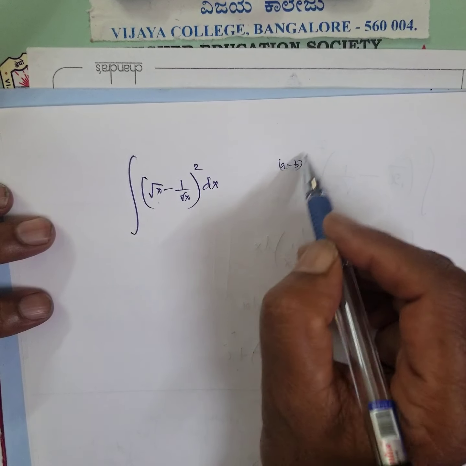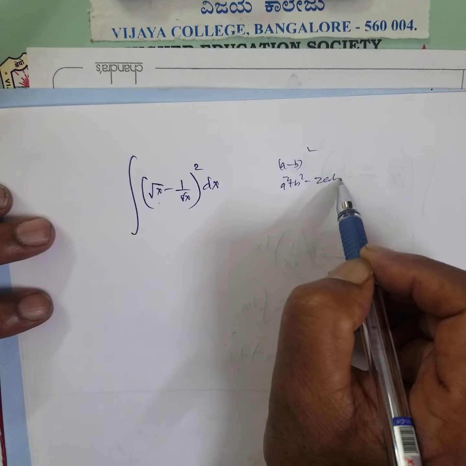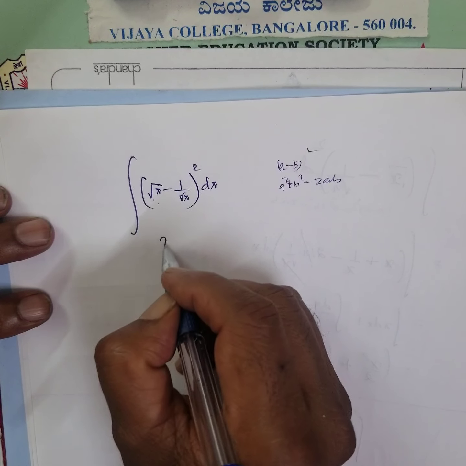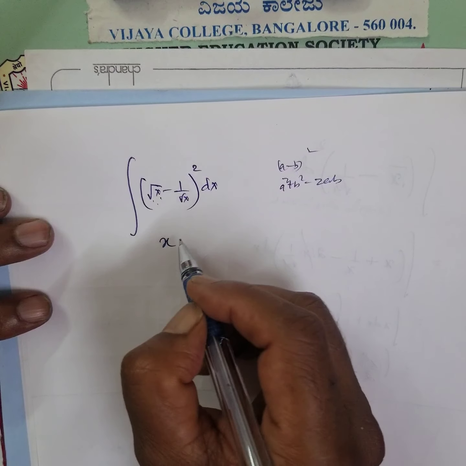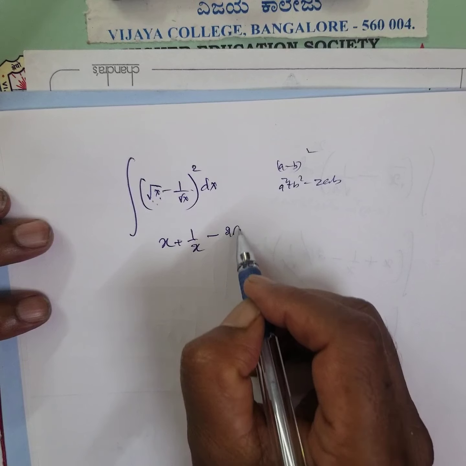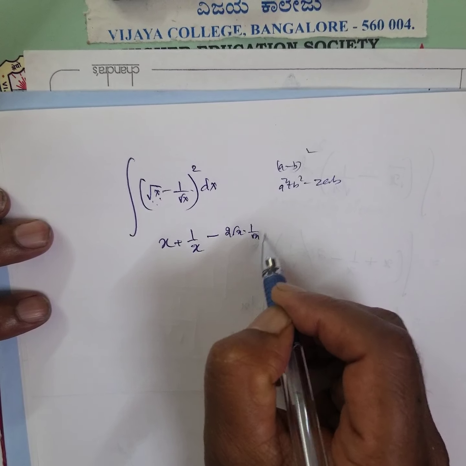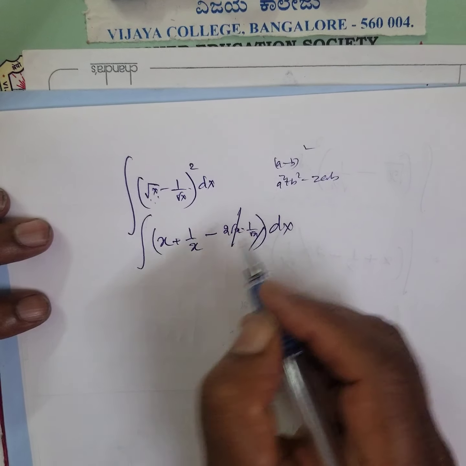(a minus b) the whole square. Therefore what? a square plus b square minus 2ab. a square is x, you will read it, plus b square is 1 by x, minus 2ab, that is 2 root x and 1 by root x. Integration of this, both get cancelled.